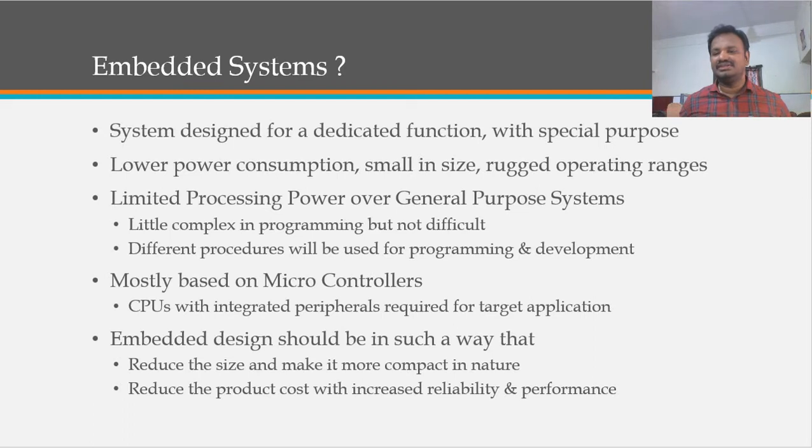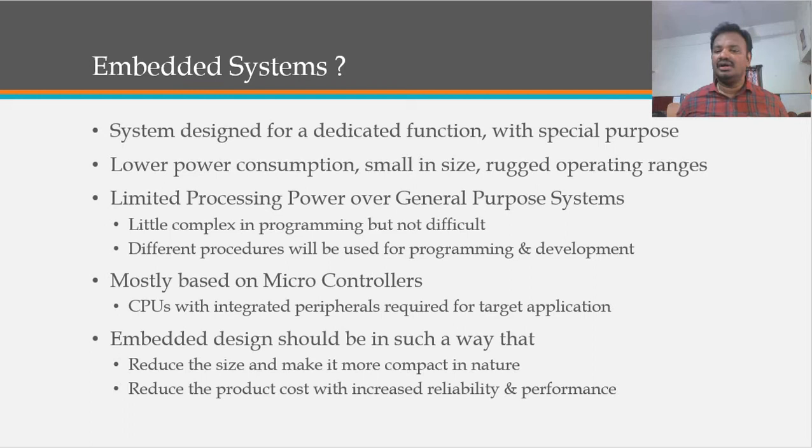For example, a digital TV is dedicated to just capturing and displaying information. That's why it has very good performance with respect to its function. But a general purpose system is designed to support different actions, so we may not expect good performance for our own specific applications. Embedded systems are developed for lower power consumption and smaller size, and our smartphones are very small. They are designed very small in size, and they should be rugged with suitable operating ranges.